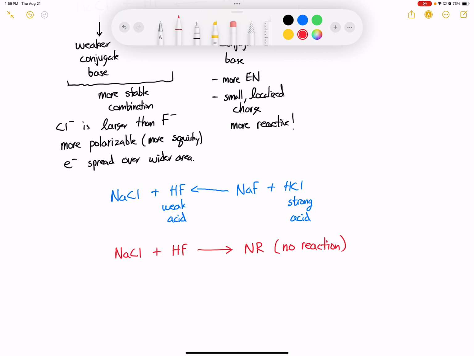All right. Are there any questions about predicting the direction here? Yeah. Does it apply the same way with bases? It always goes to the weak base? Yes, exactly. Right. Very good. Okay. Any other questions?